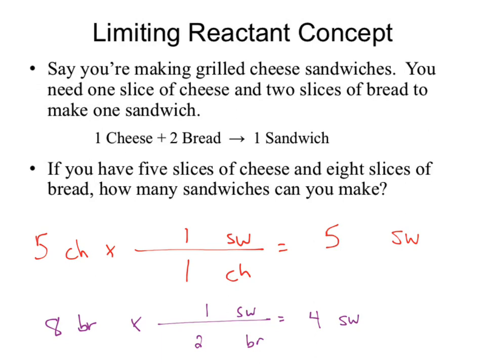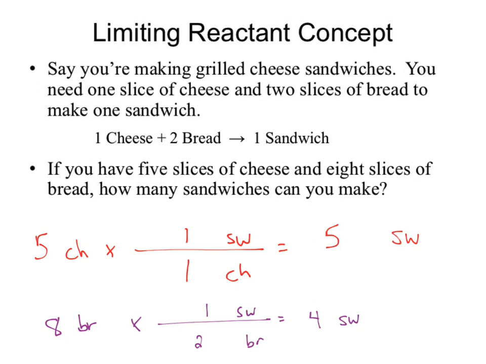Because you have an extra piece of cheese on a sandwich. I don't have enough bread to account for all of that cheese. So I have leftover cheese. If I wanted to now add chemistry terms into this, cheese is now an excess reagent. It is an excess chemical. I can't use it all. What is the bread?